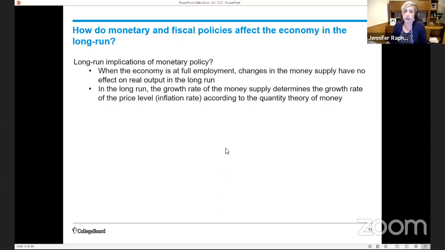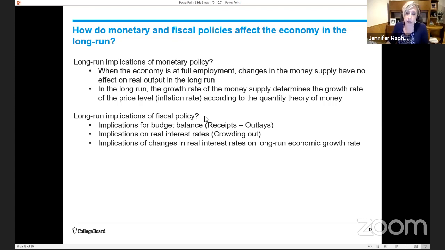And now we're going to head into the long run implications of fiscal policy. So these fall into like three major groups. One, we want to consider the long run implications of fiscal policy on the budget balance. And you'll remember that the budget balance is equal to government receipts minus government outlays. Government receipts predominantly come from taxes, government outlays in the form of government spending on goods and services, and government transfers. When there are changes in the budget balance, that is probably going to have an impact on changes in real interest rates, all else equal.